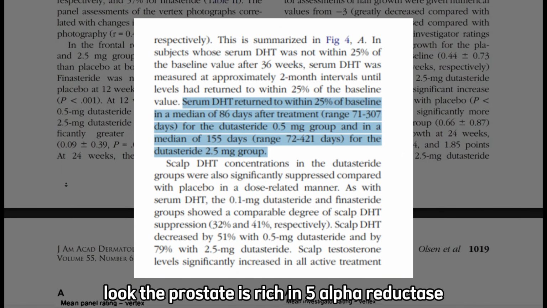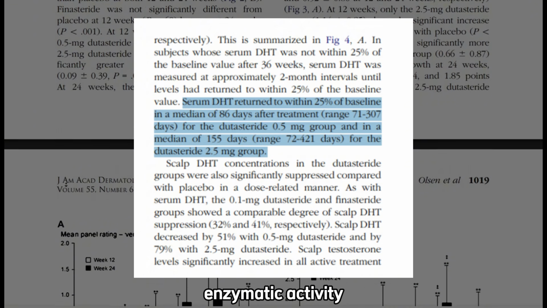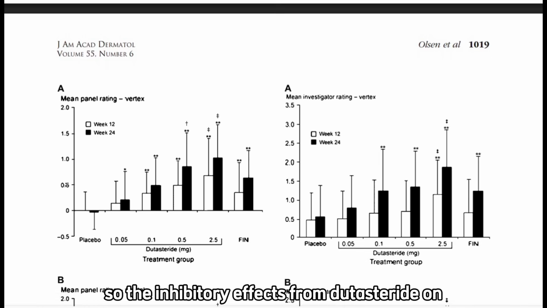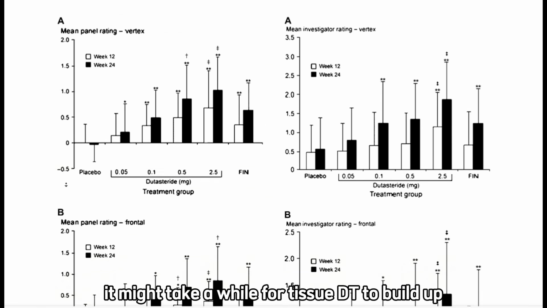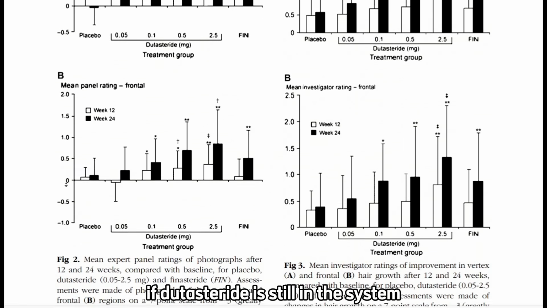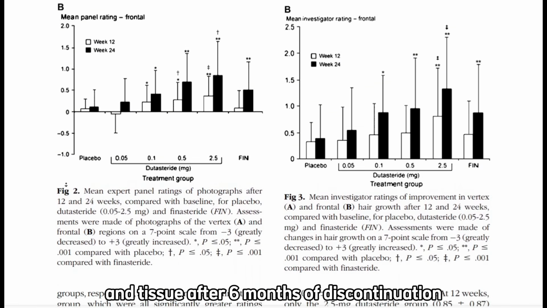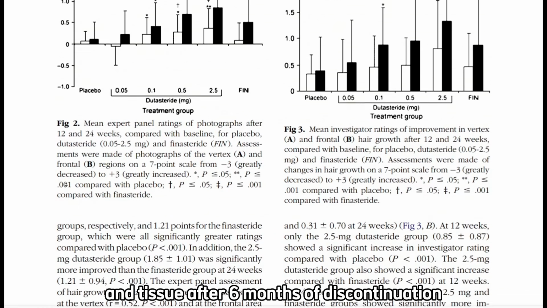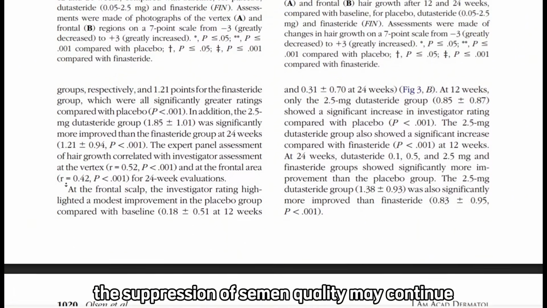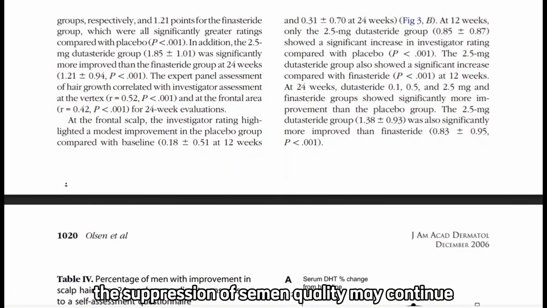Look, the prostate is rich in 5-alpha reductase enzymatic activity, so the inhibitory effects from dutasteride on it might take a while for tissue DHT to build up. And this is hard to do if dutasteride is still in the system and tissue after 6 months of discontinuation, which means, logically, the suppression of semen quality may continue.